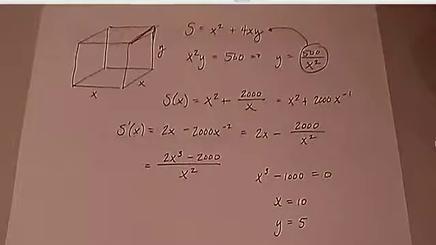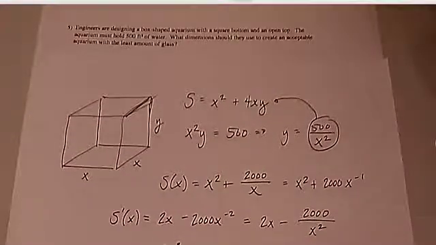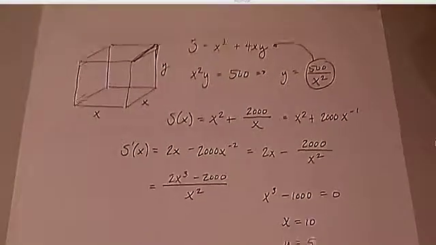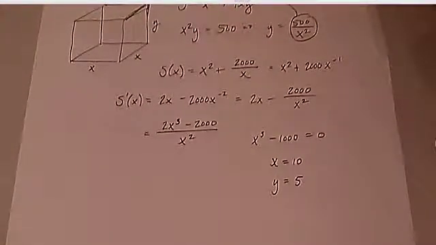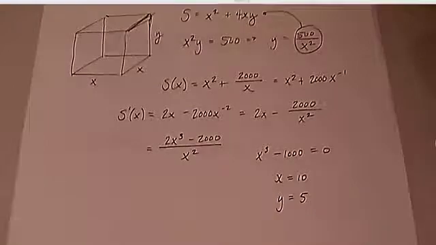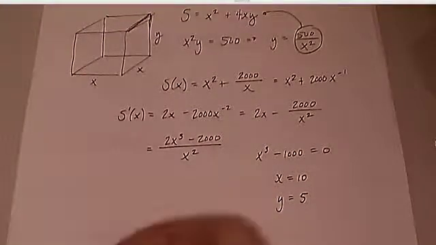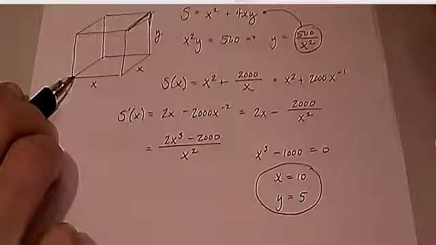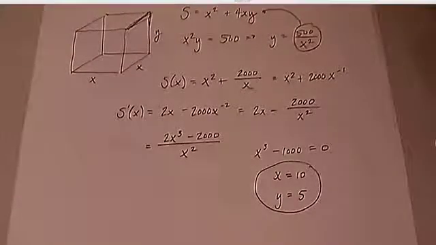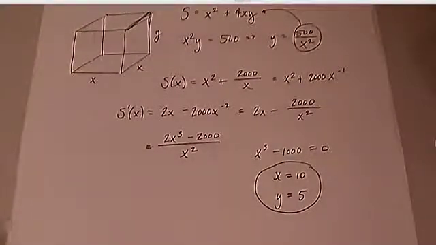And if you go back and look at the problem, it asked, what dimensions should they use to create an acceptable aquarium with the least amount of glass? And so you would just write out, the base must be 10 by 10, and the height must be 5, whatever the units are. I think it was feet, cubic feet, okay? And that scenario right there represents a volume of 500 cubic feet and a minimum amount of glass used. Okay? So that winds up being kind of nice. So it's 10 by 10 by 5.